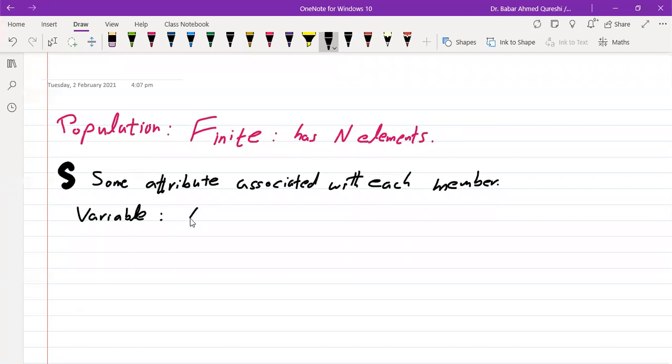And in what sense it's a variable? Because it takes different values for different elements of the population. So for example, I can line up all the population elements and I can just record what is the value of this variable.